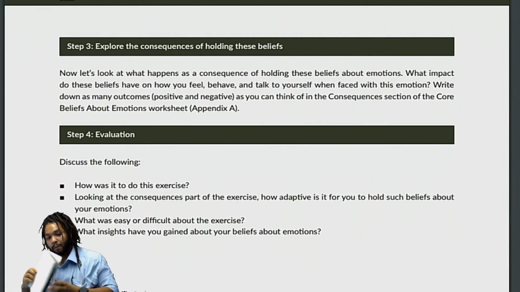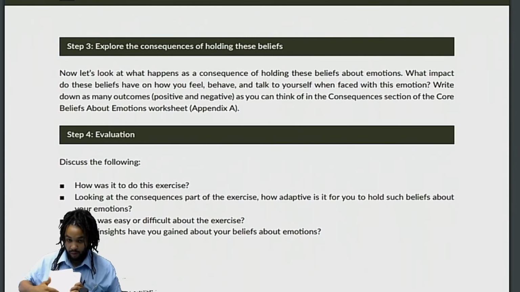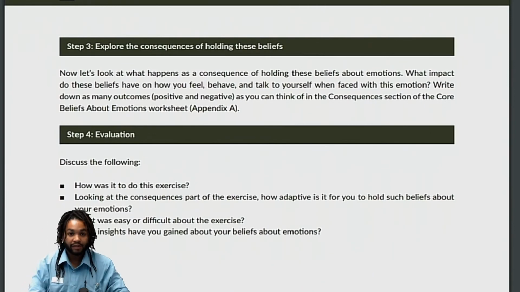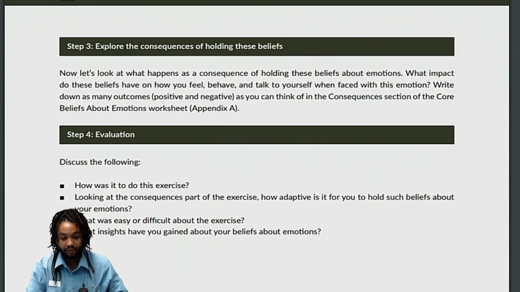So we've already completed our emotions, we've put our beliefs, and now we're moving on to the last, and that's the consequences. Now, once we've dealt with the consequences, our last and final step will be the evaluation. So we're going to discuss the following, or ask ourselves the following, should I say.